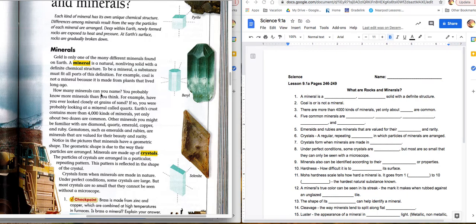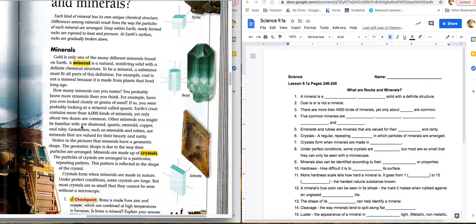How many minerals can you name? You probably know more minerals than you think. For example, have you ever looked closely at grains of sand? If so, you were probably looking at the mineral called quartz. Earth's crust contains more than 4,000 kinds of minerals, yet only about 24 are common. So I have to do a little math for number 3 and say about how many are common. Well, 24 is 24, guys, so about 24 are common.